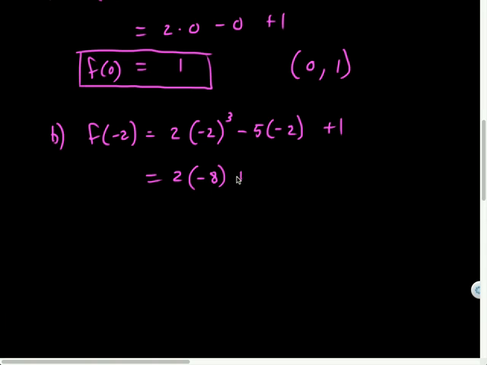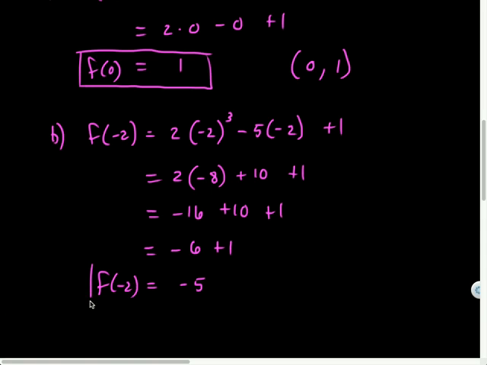Negative 5 times negative 2 is positive 10, and then plus 1. 2 times negative 8 is negative 16, plus 10, plus 1. So that's negative 6 plus 1, or negative 5. Right, so that's f of negative 2. The output is negative 5 when I plugged in negative 2. To write that as an ordered pair, it would be negative 2 comma negative 5. So the graphical side of that, if I wanted to point, that's what that would be.